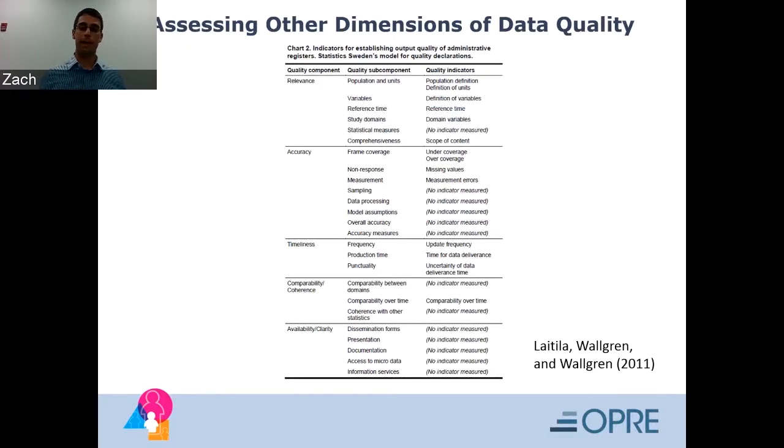And a different aspect of that is the uncertainty of when the data arrive. There can be variability in when the data are available, and it's good to have indication that you know the data will arrive in time. You can assess comparability over time.